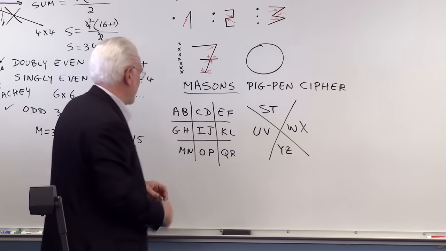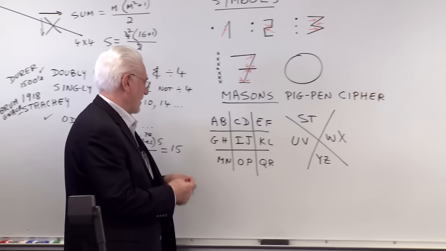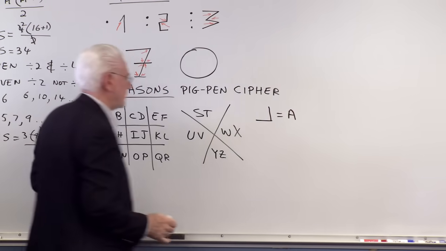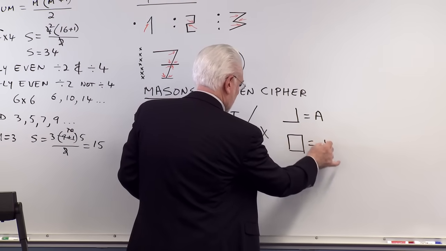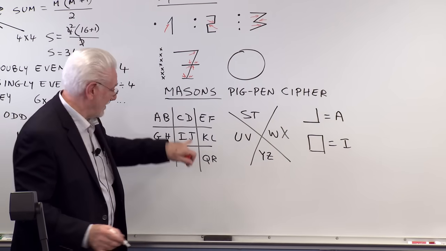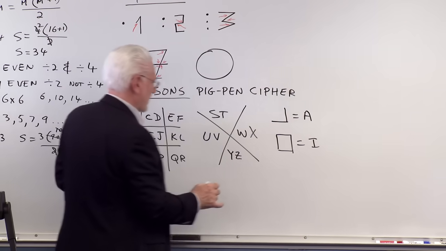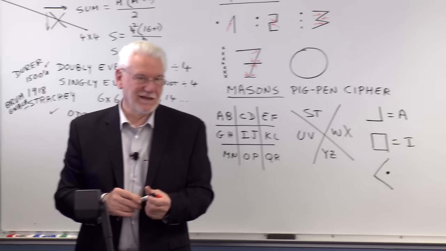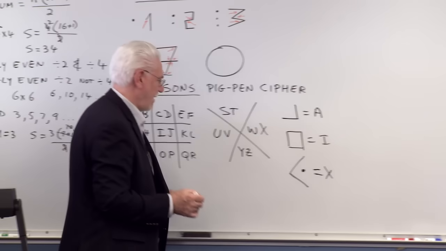And if you want to refer to the first letter in that position, you just write it. For example, you see this would be an A. This would be an I, you see. But if you want to refer to the second letter in that position, you draw the symbol with a dot. For example, if you want X, it's in here, but it's the second letter. So you put a dot in there. Okay, so this is X. All right?